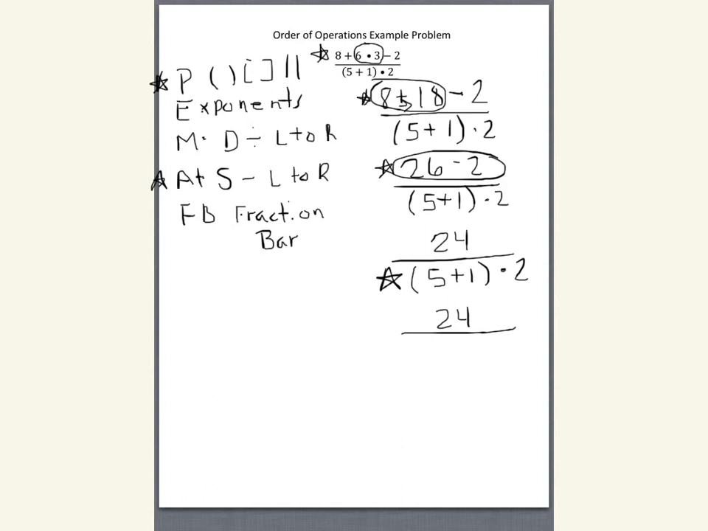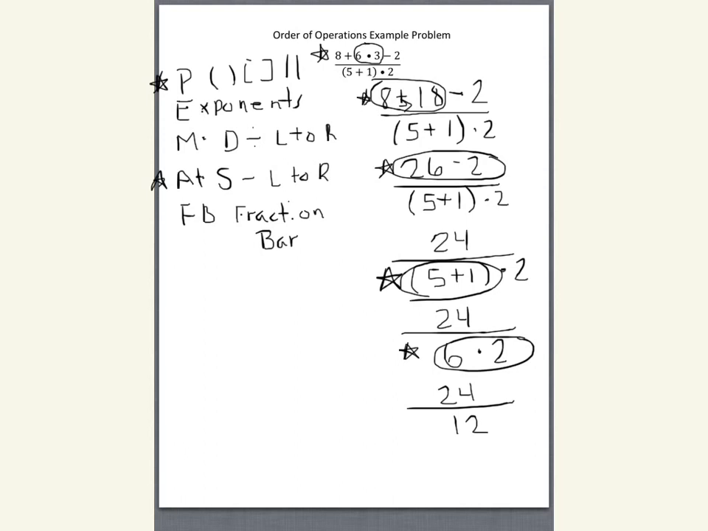I go ahead and evaluate 5 plus 1. That is 6. And I still have times 2. So since the bottom is not a single whole number yet, I must go ahead and continue simplifying the bottom. So I rewrite the top of my fraction. It is 24 still. And I evaluate 6 times 2, which is 12. And so now I am very happy with myself. I have the top as a single whole number and the bottom as a single whole number.